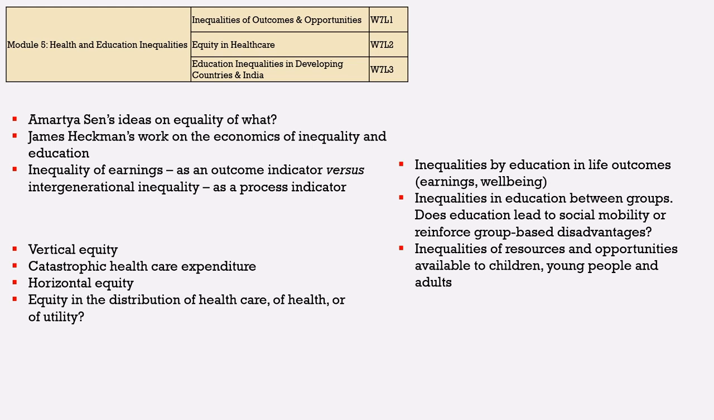With respect to inequalities in education, we discussed life outcomes, particularly with respect to earnings, well-being, and inequality in education between groups. We discussed horizontal education inequalities. We also discussed whether education leads to social mobility or reinforces group-based disadvantages, and the inequalities of resources and opportunities available to children, young people and adults.